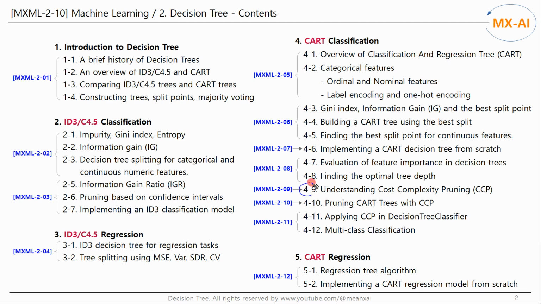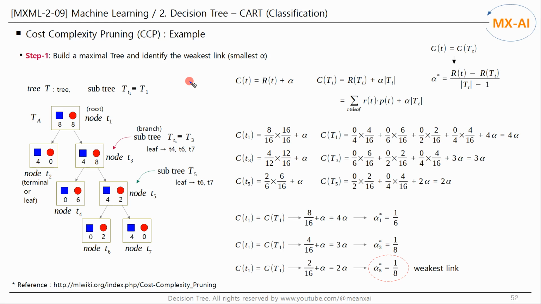In the last video, we focused on the key ideas and formulas behind cost complexity pruning. So in this session, our goal is to take those formulas and actually apply them. Let's start with a simple tree and see how pruning works in practice.